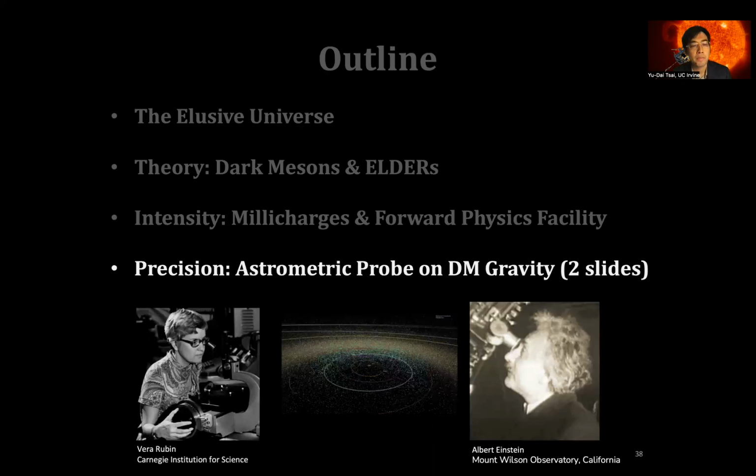Okay. Finally, precision astrometric probes of dark matter gravity. And here I want to combine the lessons I learned from Vera Rubin and from Albert Einstein. And here there are so many objects that can be tracked and can be used for our studies.